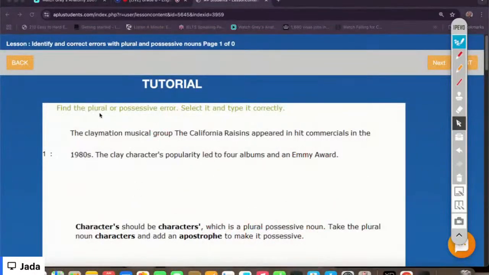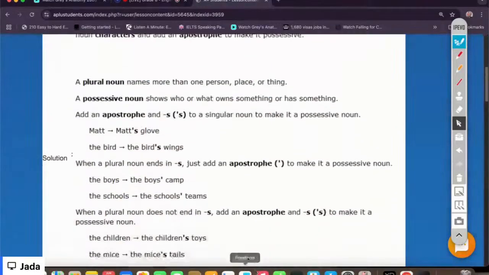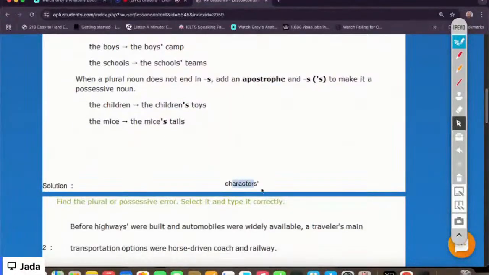So find the plural or possessive error, select it and type it correctly. The claymation musical group, the California Raisins, appeared in hit commercials in the 1980s. The Clay character's popularity led to 4 albums and an Emmy Award. So, what would be the error here? So, we have characters. So, characters is already plural, so you just add apostrophe after the s.